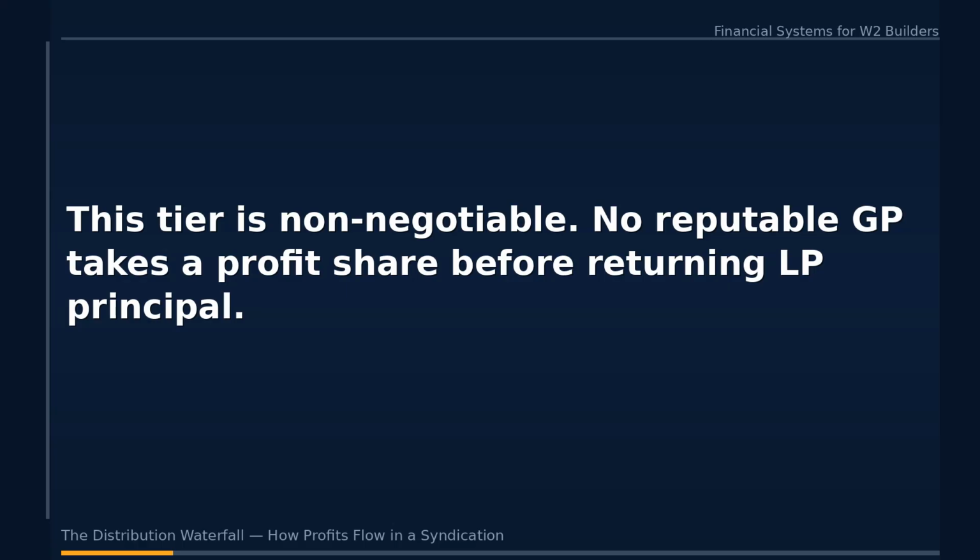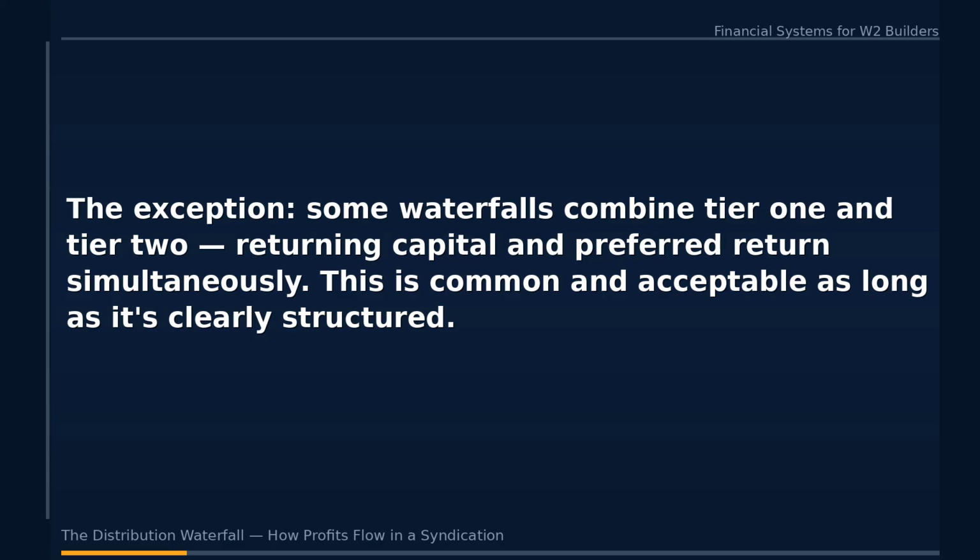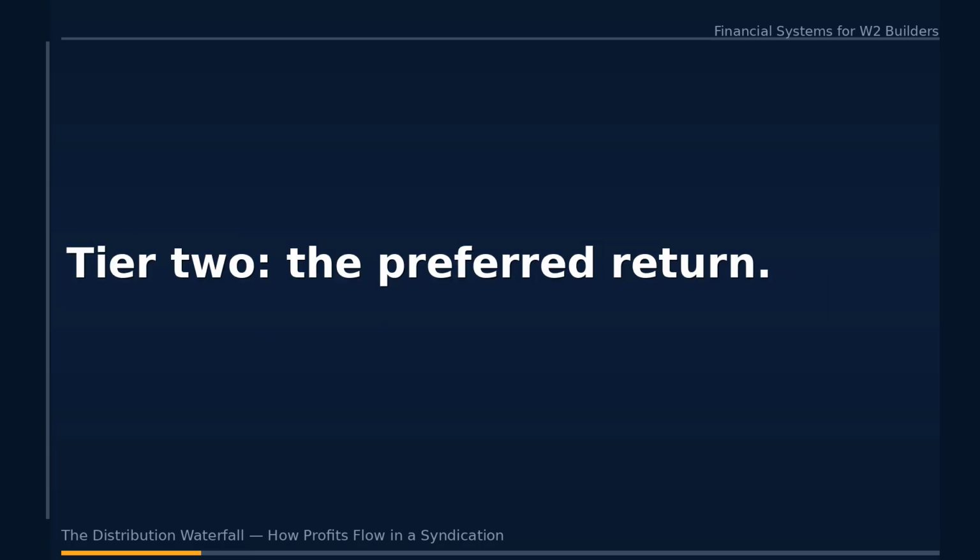Tier 2, the preferred return. After capital is returned, or simultaneously with it, LPs receive their accrued preferred return. If the preferred return is 8% cumulative and the hold was 5 years, the accrued pref is 40% of invested capital, assuming it wasn't distributed along the way as cash flow.